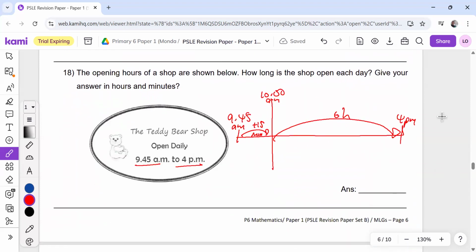So you jump, timeline, jump. So you have 6 hours and 15 minutes. And that's how you get the answer, right?